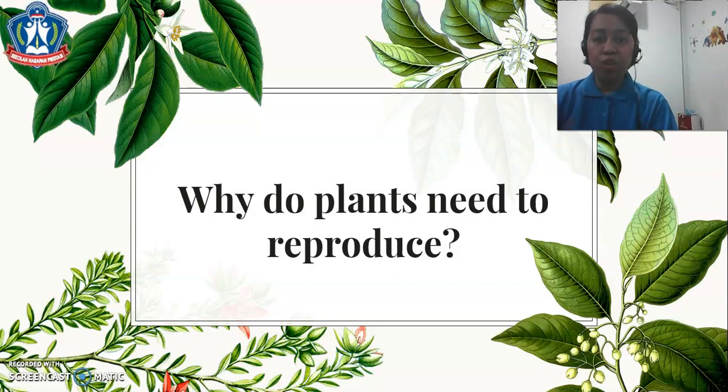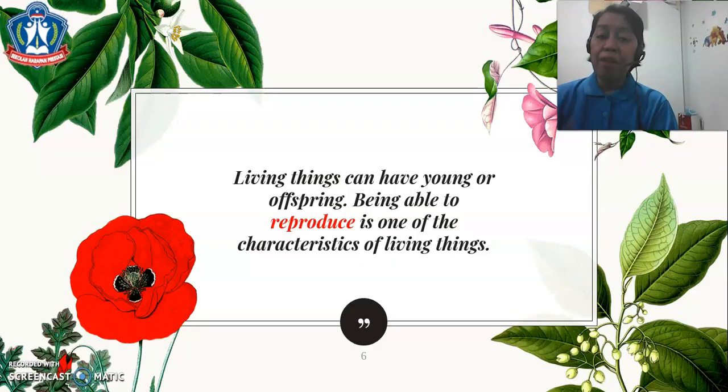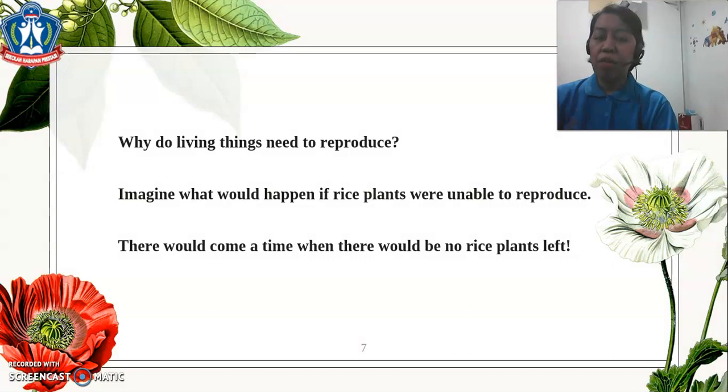Why do plants need to reproduce? Why do you think so? Living things can have young or offspring. Being able to reproduce is one of the characteristics of living things. Why do living things need to reproduce? Imagine what would happen if rice plants were unable to reproduce. There would come a time when there would be no rice plants left, right?